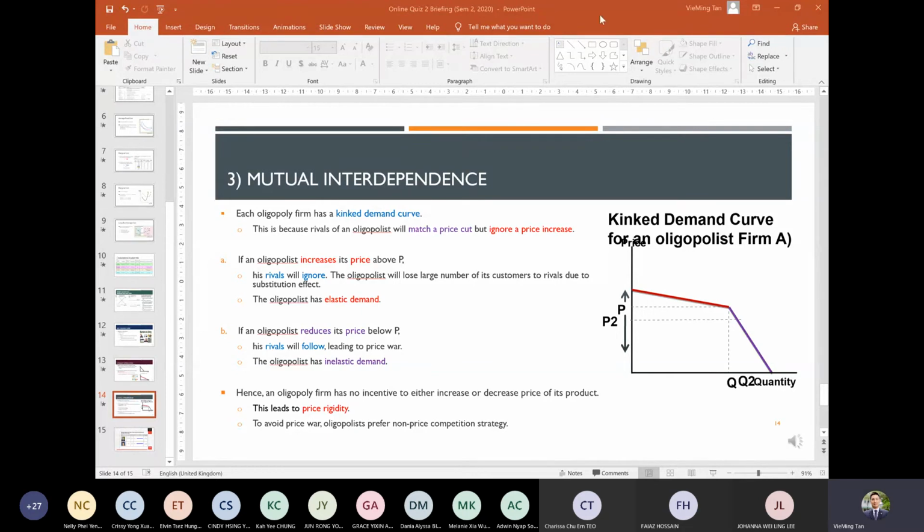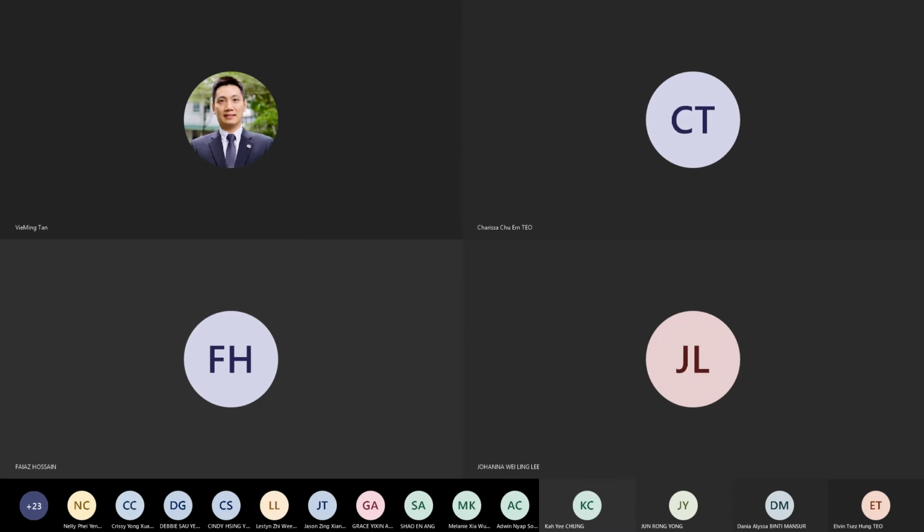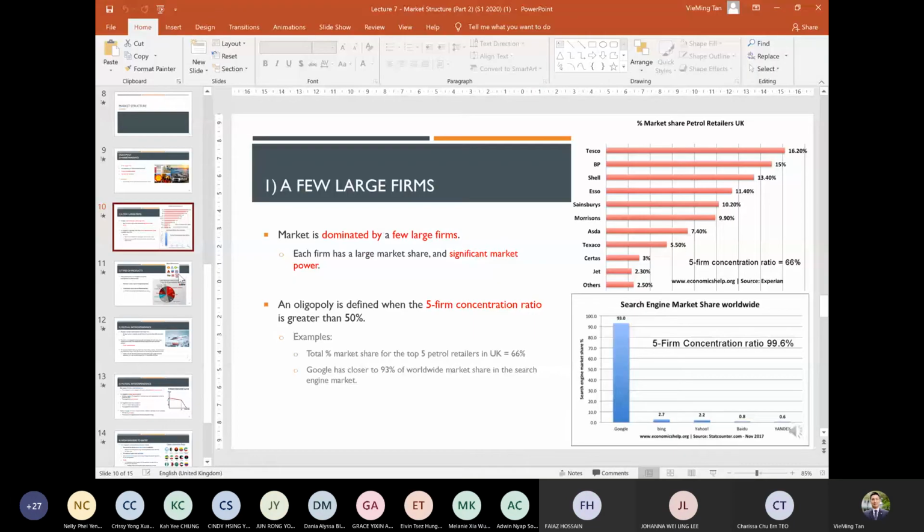Okay, I'll try to share the screen with all of you. Can you see this PowerPoint slide? If you want to identify whether the firm is under the oligopoly market, one way to justify is the 5-firm concentration ratio. You check the market share, so you need the statistics. For instance, this is the market share of petrol retailers in the UK. The market leader is Tesco, having 16.2% of the market share. That means the company managed to get 16.2% of the consumers in the UK petrol retailers market. The second biggest company is BP, 15%. The third biggest has 13.4% market share.